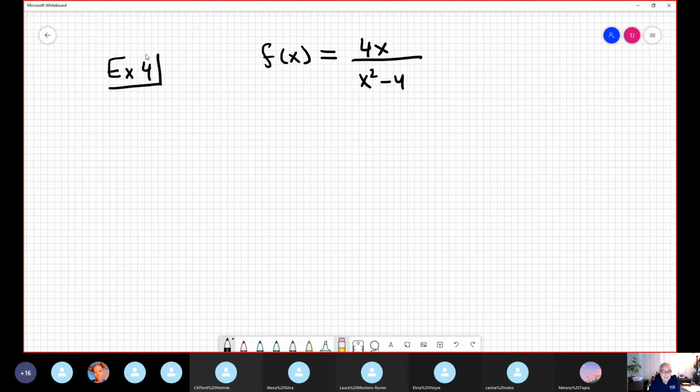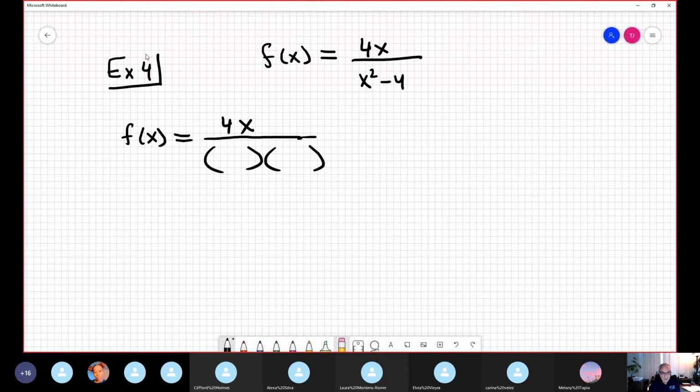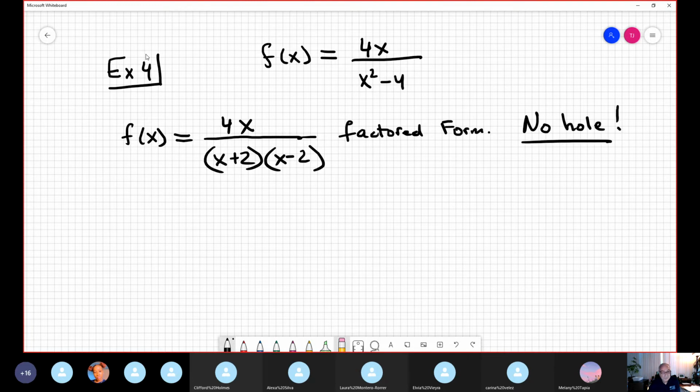Step 1 is factorization. The factor 4x stays the same, but this is a difference of squares. And the factorization is (x+2)(x-2), plus or minus. Okay, super. This is the factored form. You can see that we have no common factors to do simplification. That means that our function has no hole. No hole. Nice, I like that.